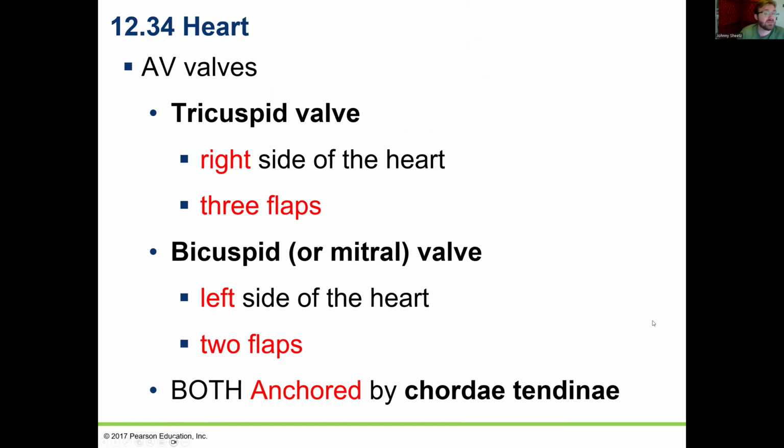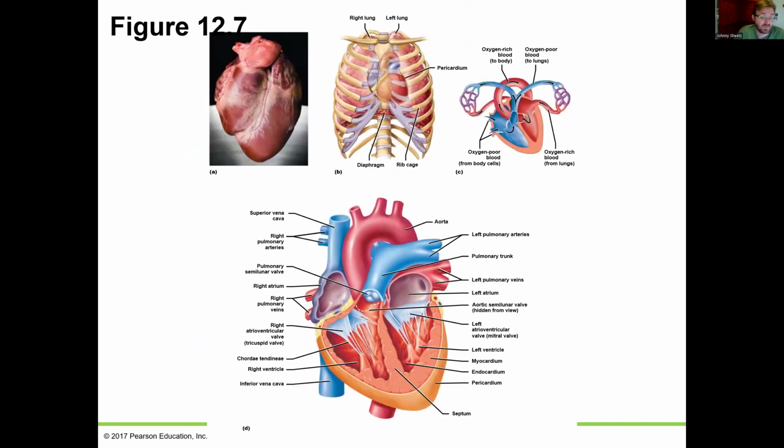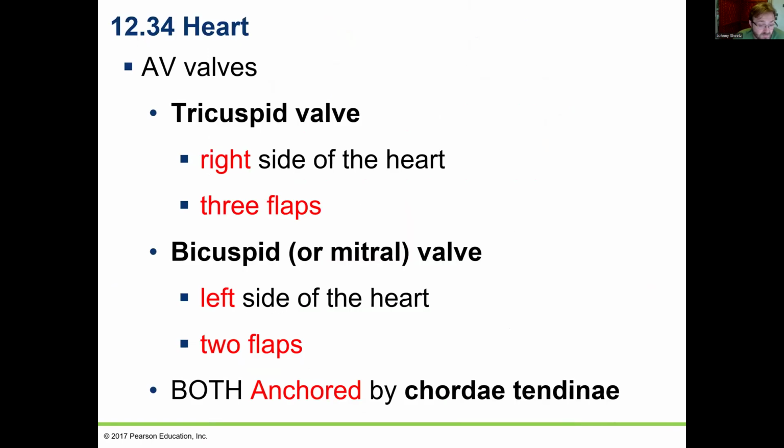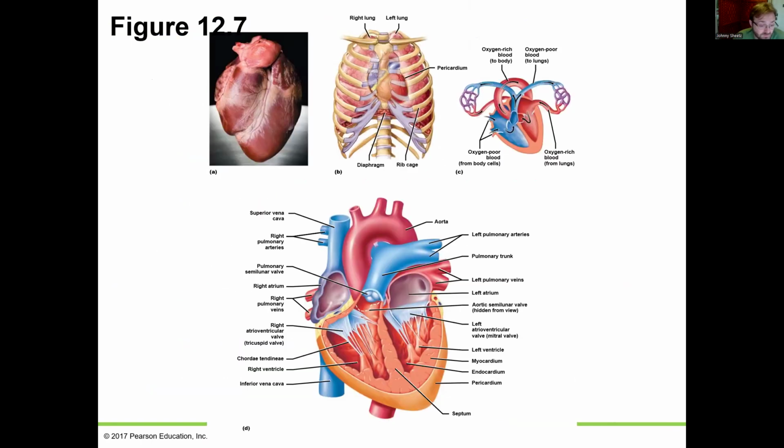Then we have the AV valves, which are going to include the tricuspid valve, which is on the right side of the heart and has three flaps, as well as the bicuspid valve, which is going to be on the left side of the heart and has two flaps. Both of them are anchored in place by structures called chordae tendineae, which you can see here. These little fibers.